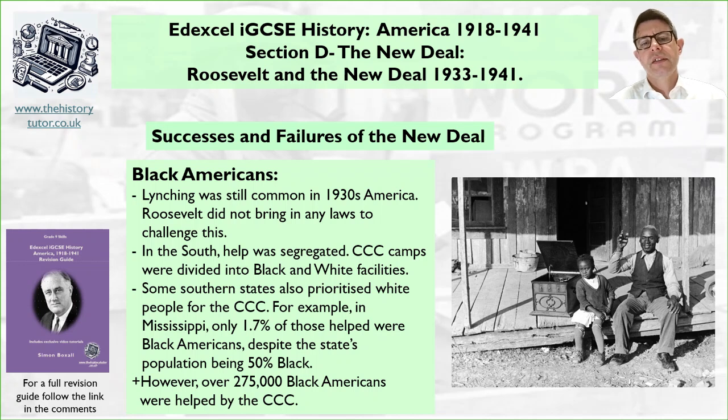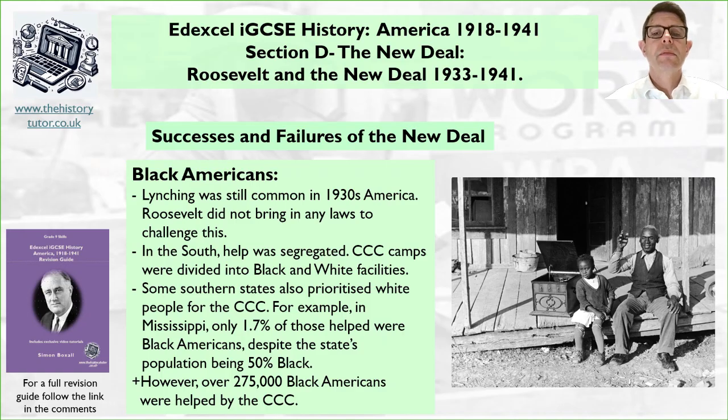And finally, Black Americans. One of the problems was lynching was still common in 1930s America. Roosevelt did nothing to stop this. This was because a lot of his party were Democrats, and he couldn't stand up to the Democrats of the South. In the South, help was segregated.